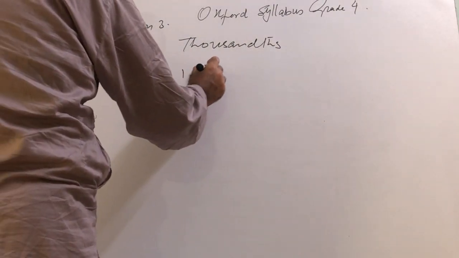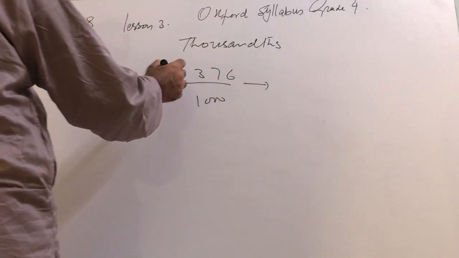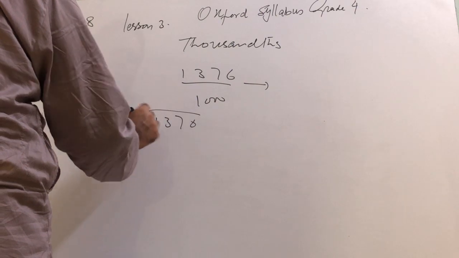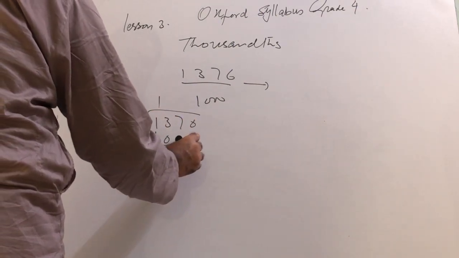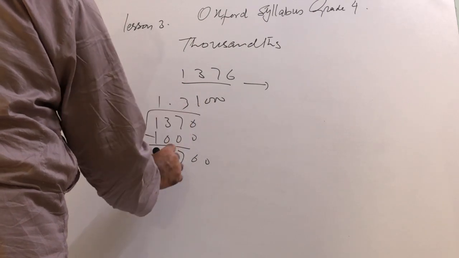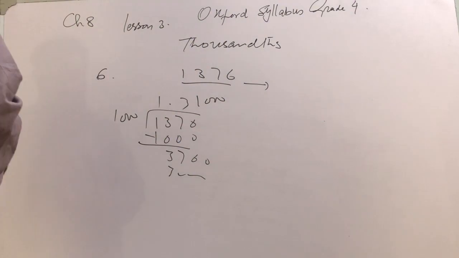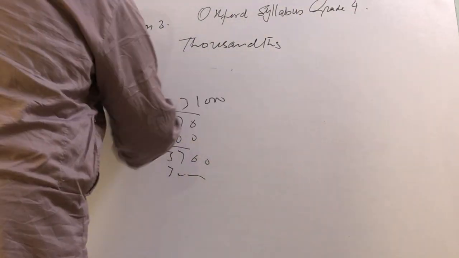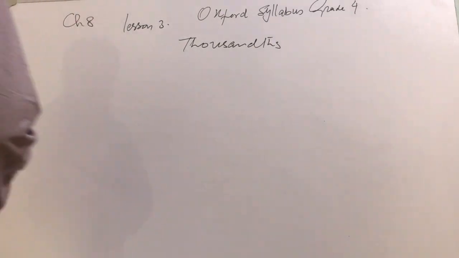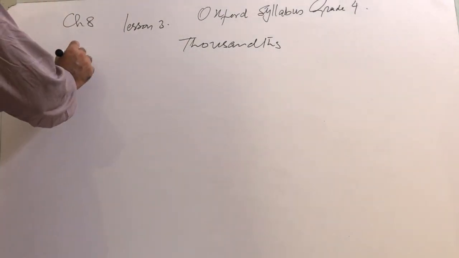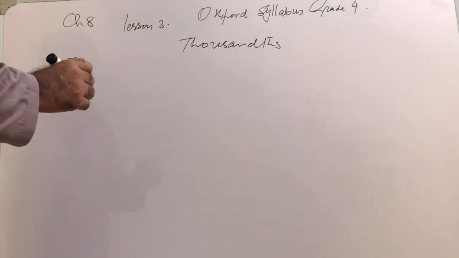Express 1376 over 1000 as a decimal. So just divide this one with 1000. 376, put 0, put point here, 3. So rest you can do. It's very easy, very simple. So when we look at question number 7, on page number 166, we see these are also easier, simpler. Express each of the following as a decimal.